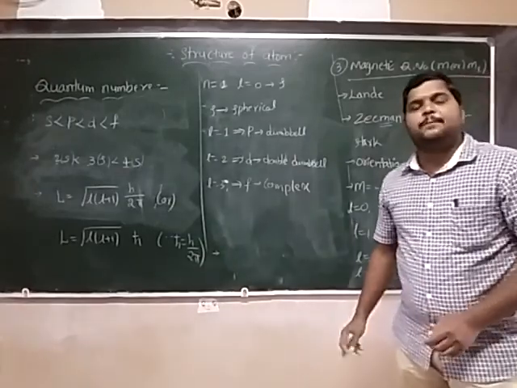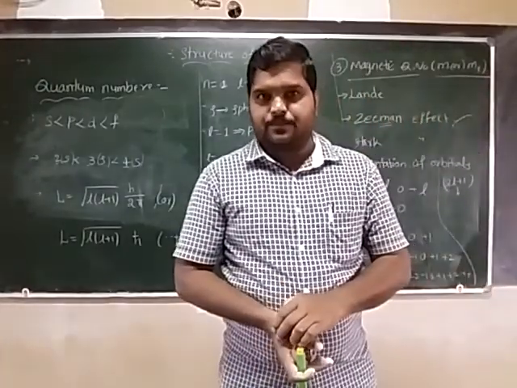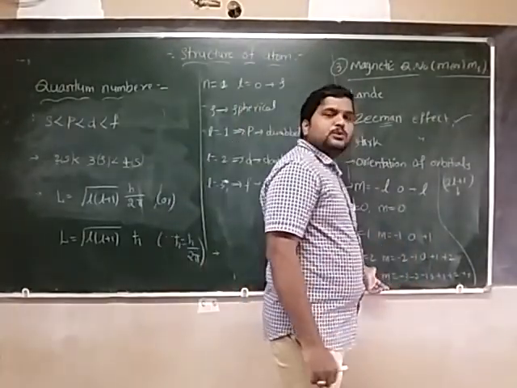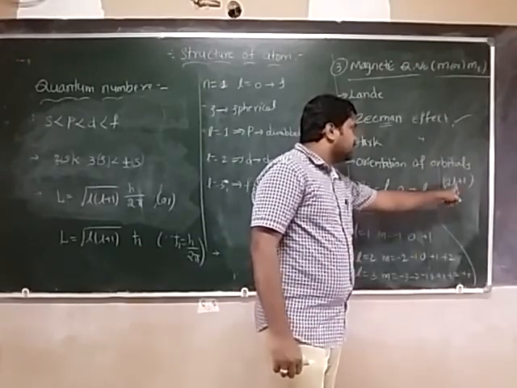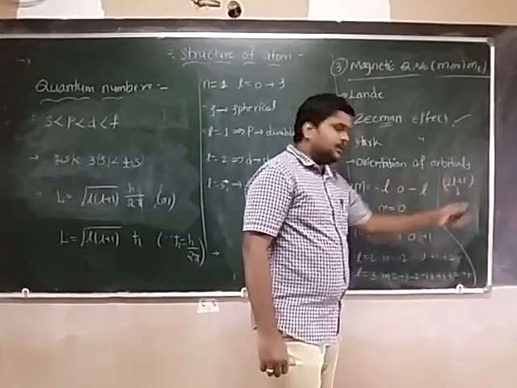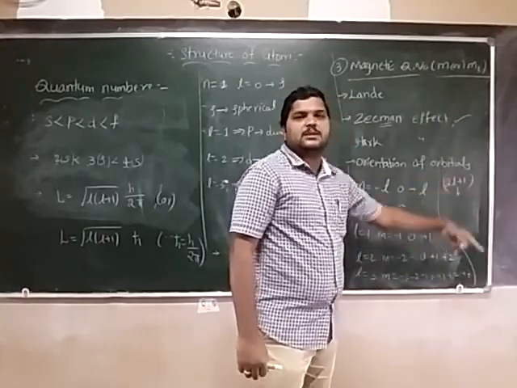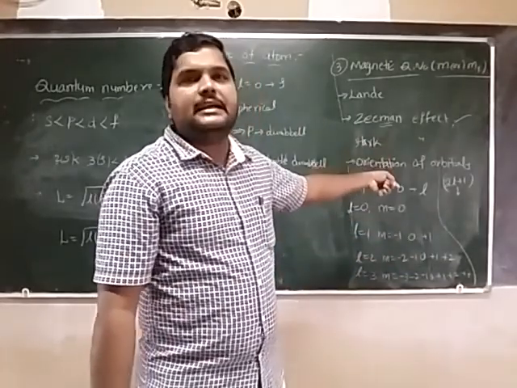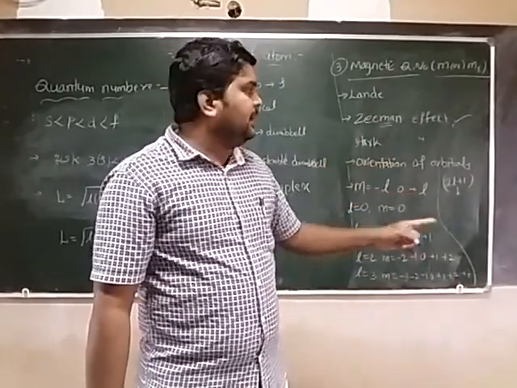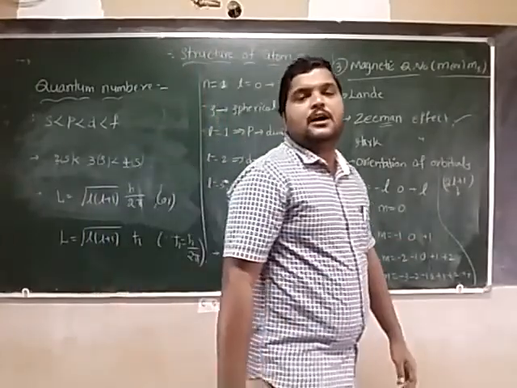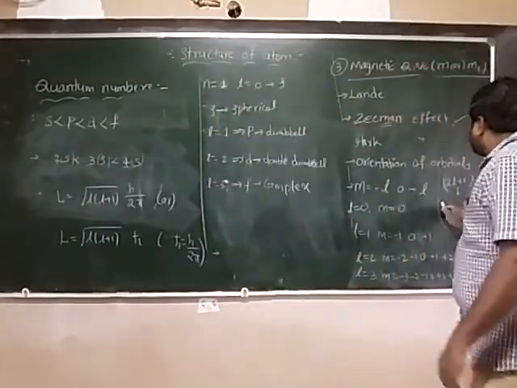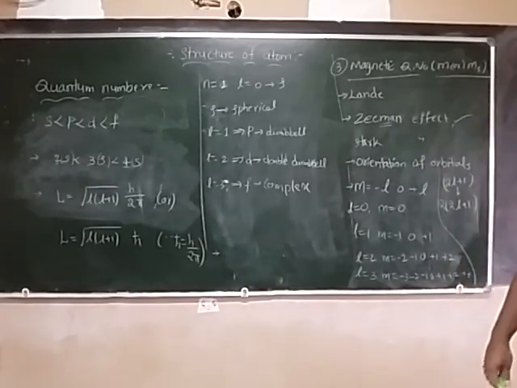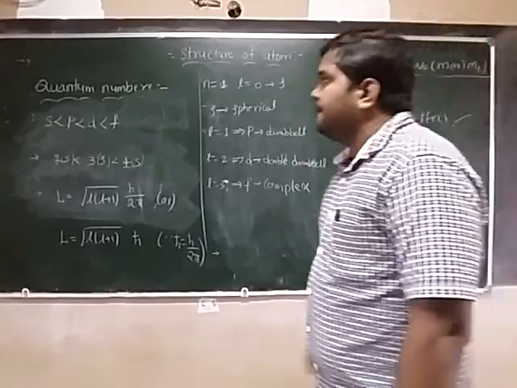So like this, he tried to explain the orientation of the orbitals. Next, if L value is 2, m value is minus 2 to plus 2, 2 into 2 plus 1, 5. If L value is 3, 2 into 3 plus 1, 7. So like that, you can calculate the total number of orbitals using the formula 2L plus 1. If you want to calculate the total number of electrons, it is 2 times (2L plus 1). So this is the magnetic quantum number.